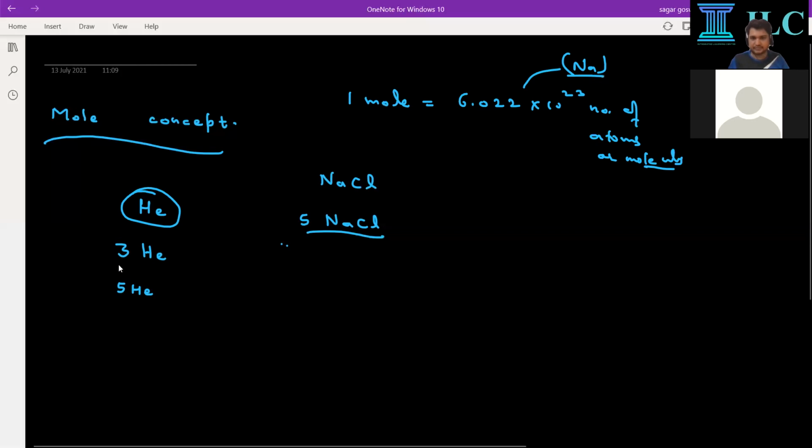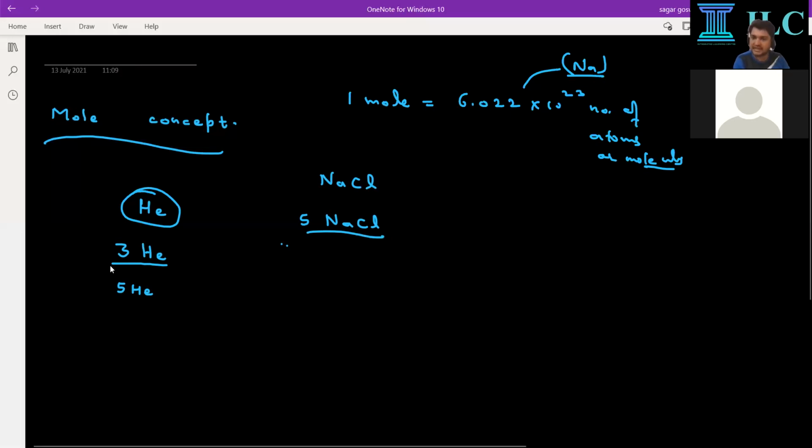Wait, that means 1 mole of helium is equal to 1 mole of hydrogen too, right? Yes, 1 mole is the same, but the atom size will be different, because hydrogen size is smaller and helium size is larger. So the gram amount will be different. In chemistry terms, both are 1 mole. Both have the same number of atoms.